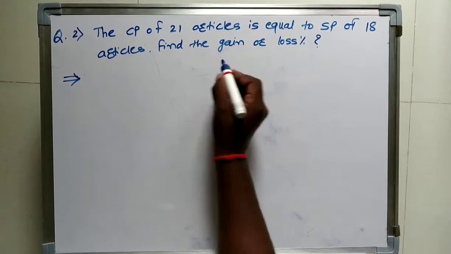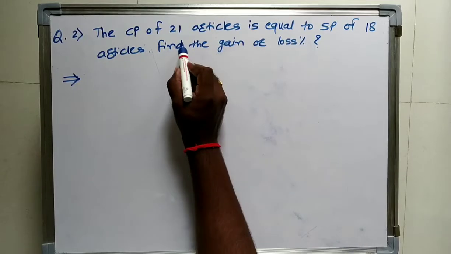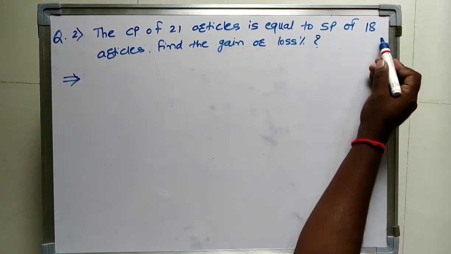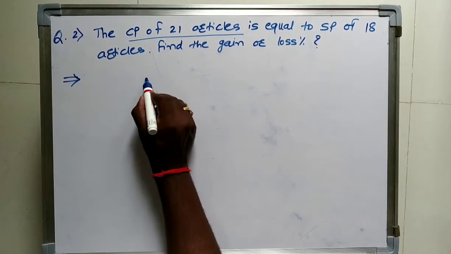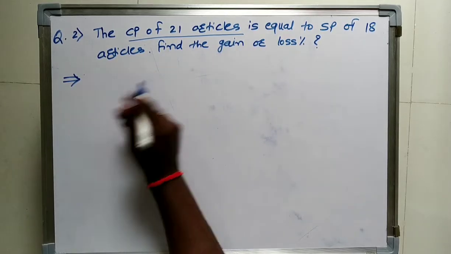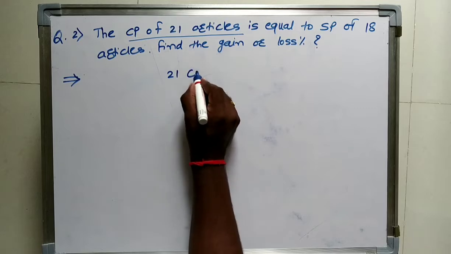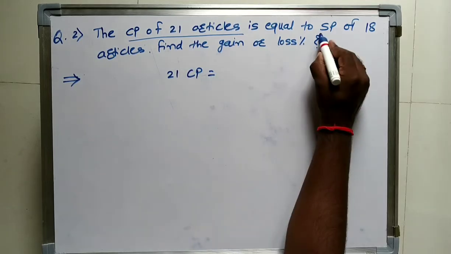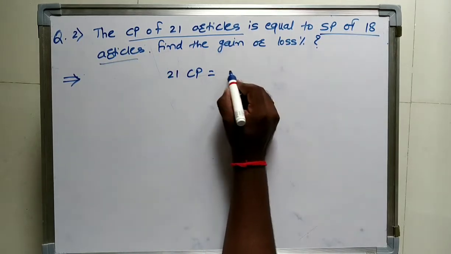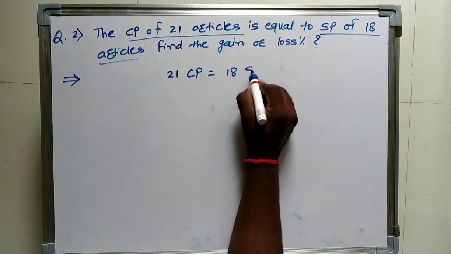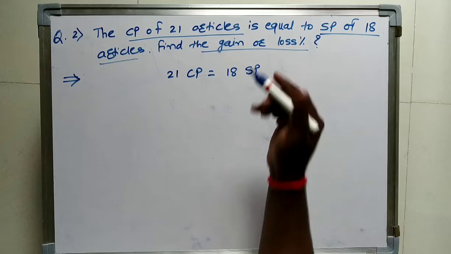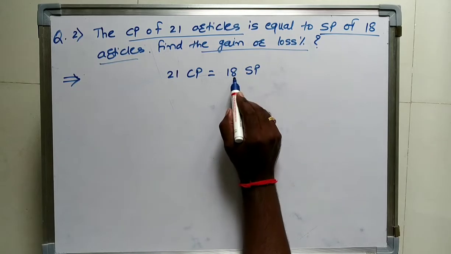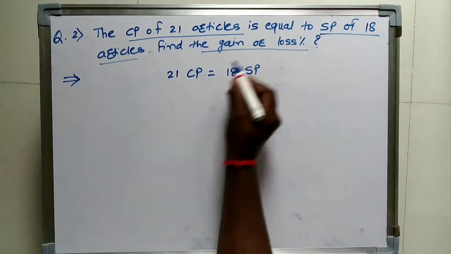Now we'll see the second problem: the CP of 21 articles is equal to the SP of 18 articles. What have they given? 21 CP is equal to the SP of 18 articles, that is 18 SP. Now we have to find the gain or loss. We will decide whether there will be a gain or a loss depending on this equation.